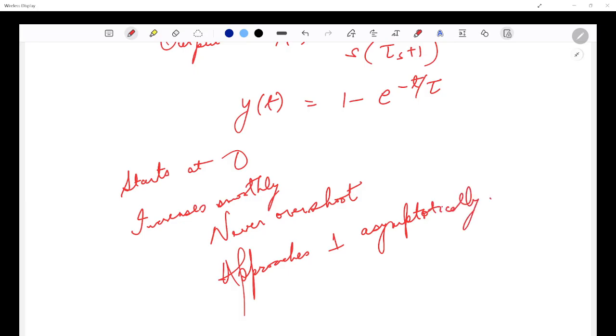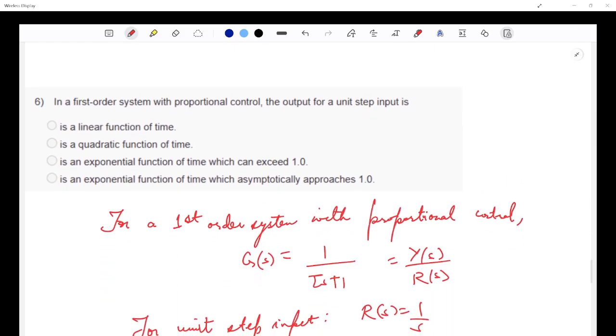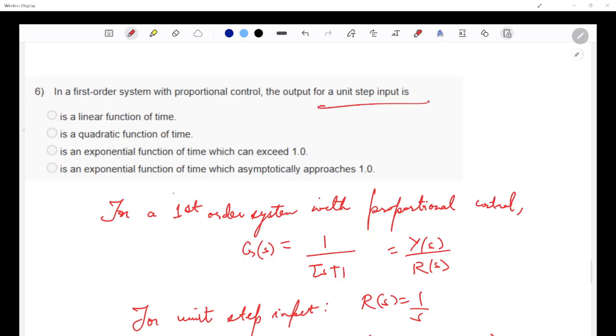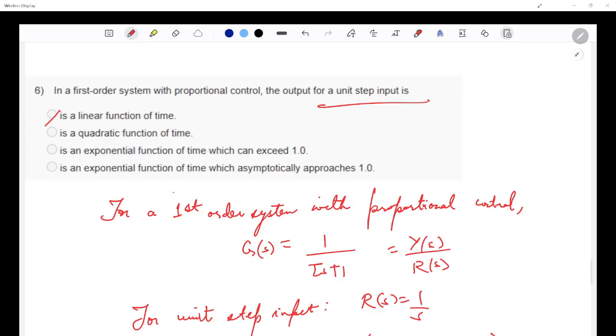The first option says the output with a unit step input is a linear function of time. It is wrong. Linear means a straight line, and the actual response is an exponential curve. The second option is a quadratic function of time. It is also wrong because quadratic is a parabola, which is not applicable here. The third option is exponential which can exceed 1. No, a first order system has no overshoot. y(t) is always less than 1 for all time, so this is also wrong.